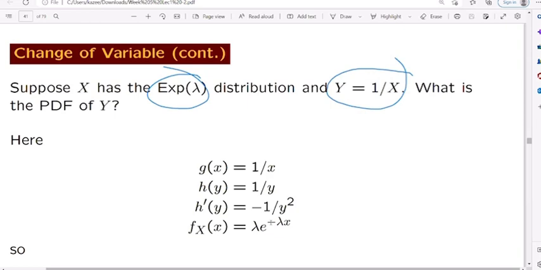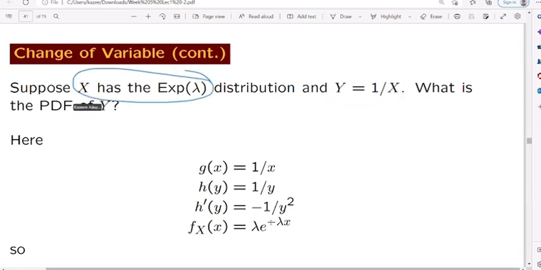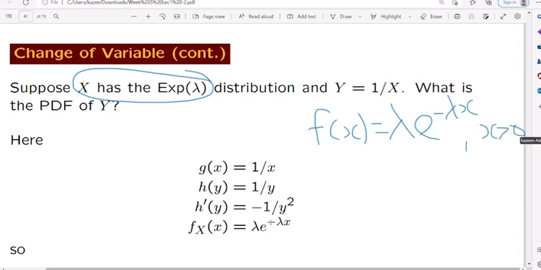Now, the question is, what is the PDF of a new variable Y? If you really want to decide that, this here is f of x equals lambda exponential raised to the power minus lambda x, for x greater than 0. That is the probability distribution of the original variable x. But right now, we're seeking f of y, which is going to be the PDF of y, where y is expressed in terms of the original value of x.